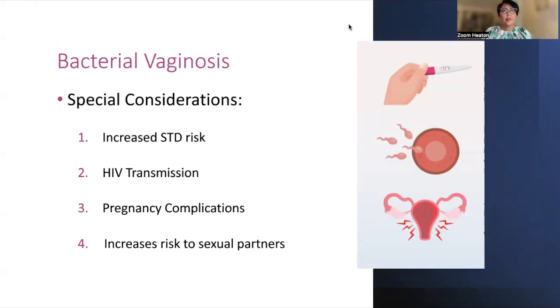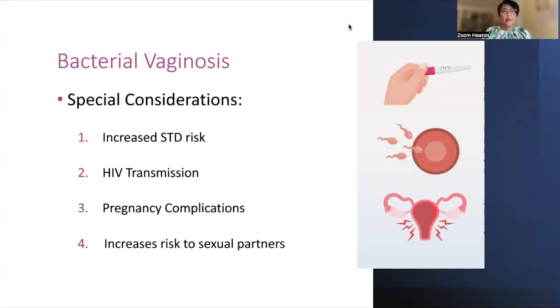And some special considerations: BV can increase the risk of other conditions and complications, and some of these include increased STD risk. Untreated bacterial vaginosis can increase one's risk of contracting sexually transmitted infections like chlamydia, HIV, gonorrhea. And according to a 2022 research review, the reason for this is because of the bacterial overgrowth in the vagina, and that can cause or increase the likelihood that the immune barrier within the vagina is disrupted, which can increase the likelihood of having an infection from an STD.